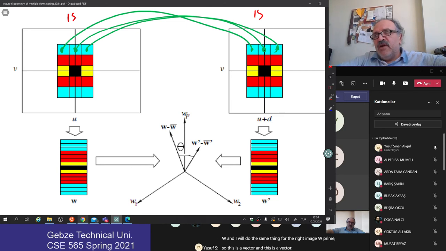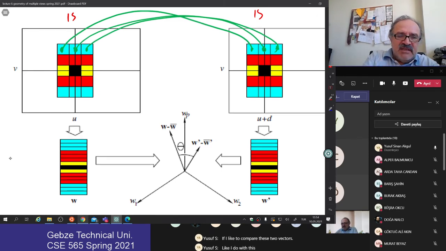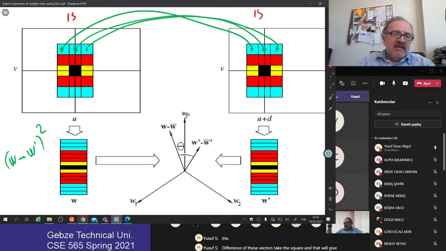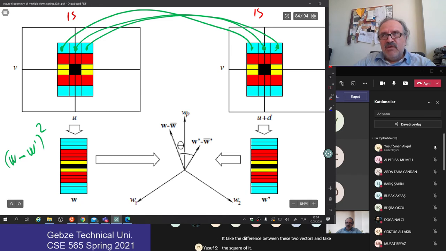Okay. If I like to compare these two vectors, like I do with the SSD, what I am going to do is I will just take the difference of these vectors, take the square, and that will give me a difference. Take the difference between these two vectors and take the square of it, and that will give you another vector. And if that vector is very, very small, then I expect that these two vectors are similar. But there are better ways of doing that, okay?